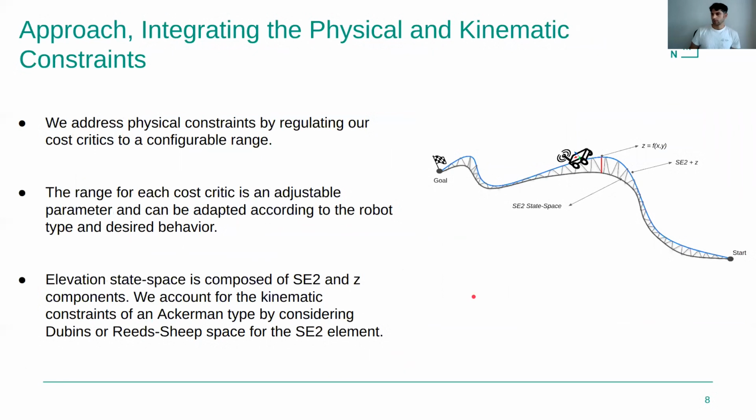And our elevation state space consists of 2 different components. Here we have the projection SE(2), and this can deal with kinematic constraints of an Ackermann type robot using Dubins or Reeds-Shepp state spaces. And additionally, we have a Z, which is elevation itself. This is coming from the surfels that we are using on the surfaces of point clouds.